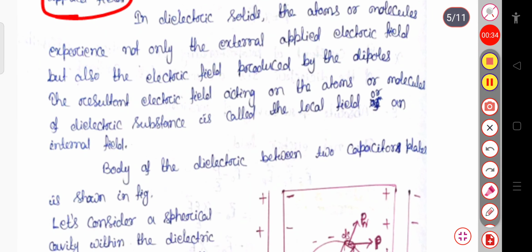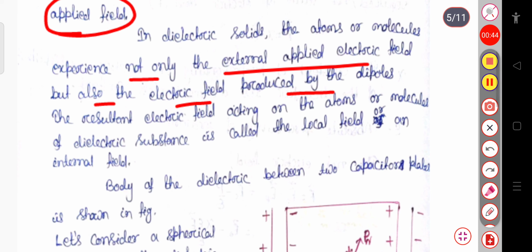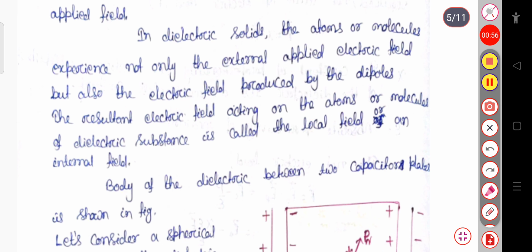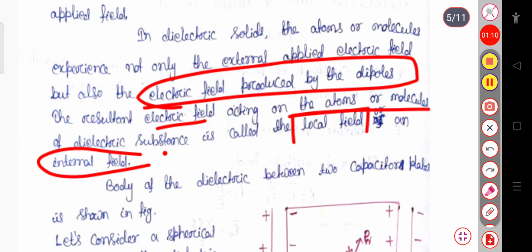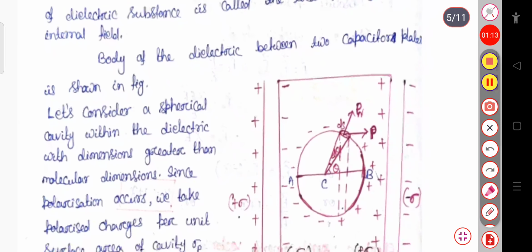So in a dielectric solid, the atoms or molecules experience not only the external applied electric field but also the electric field produced by the dipoles. So the resultant electric field acting on the atoms or the molecules of the dielectric substance is called the local field or an internal field. In simple words, the electric field produced by the dipoles and the resultant electric field acting on the atoms or the molecules of the dielectric substance is called the local field, or the internal field. Now let us consider the two parallel plate capacitors.